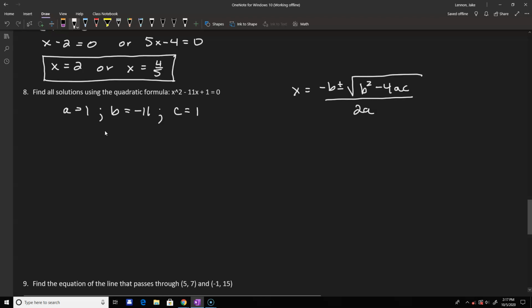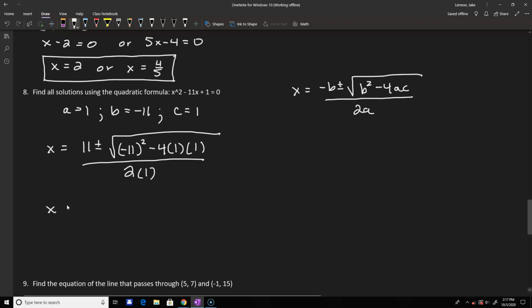So we take those numbers and we just plug them into the formula and simplify. So that's how we get our answer. x is, so -b would now be +11 since b is already negative. So we get 11 plus or minus the square root of b squared, which is negative 11 in parentheses squared, minus 4 times 1 times 1, with everything being divided by 2 times 1.